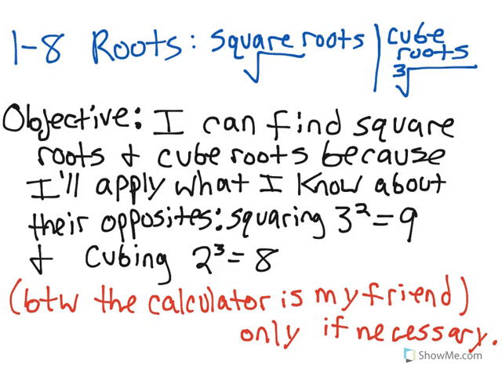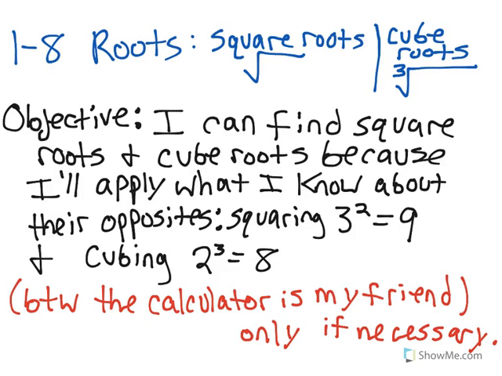I'll apply what I know about their opposites, or their inverse operations, which are squaring, for example, 3 squared, 3 to the second power equals 9, and cubing, 2 cubed, or 2 to the third power equals 8. We're going to be working backwards in the other direction. And by the way, the calculator is my friend only if necessary.